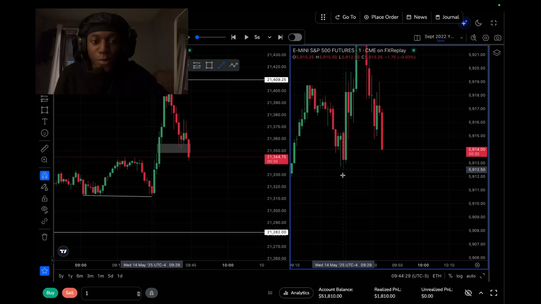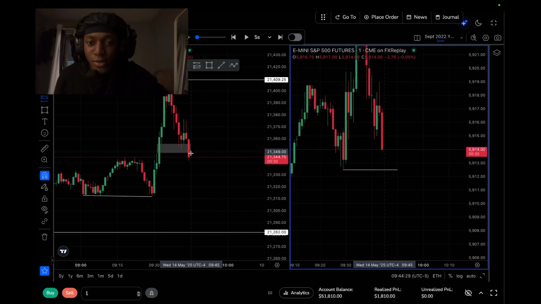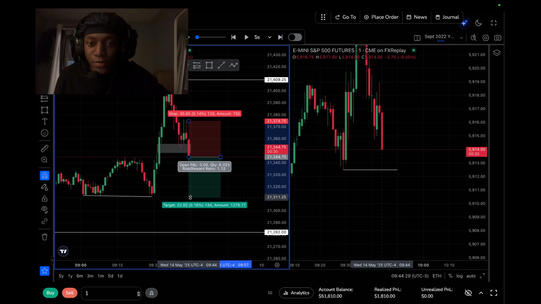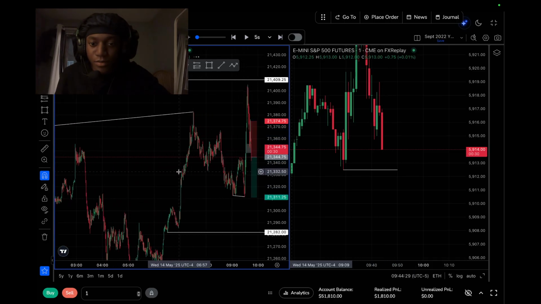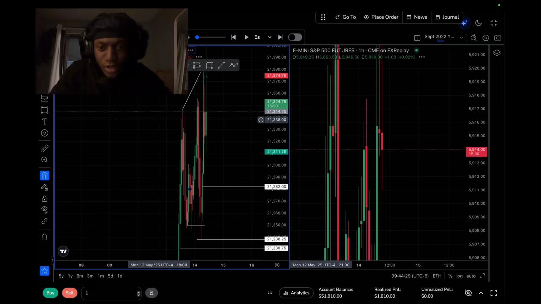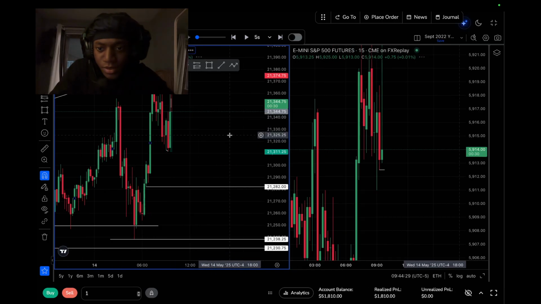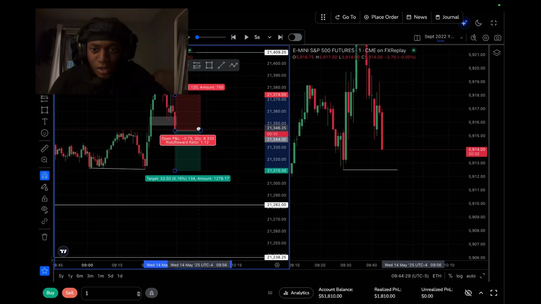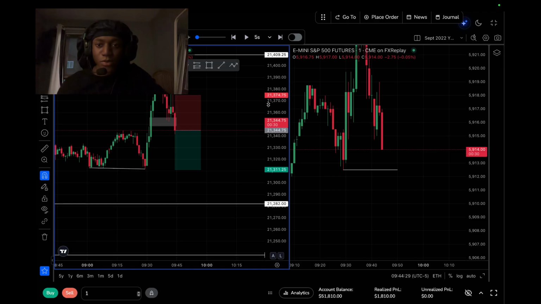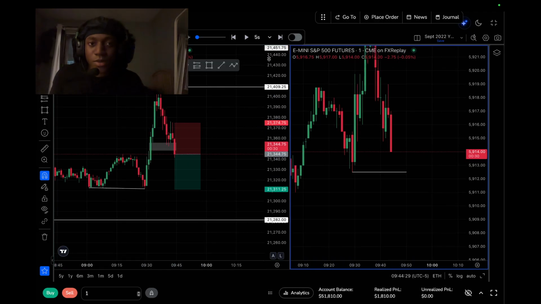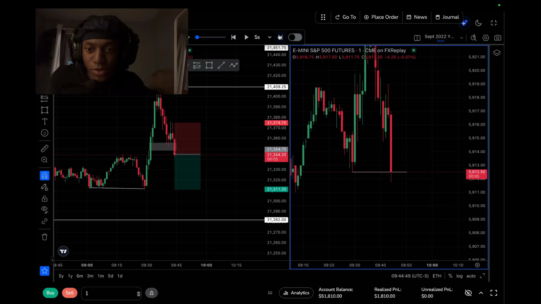See, I have one of two options. I could either just take a short here and go break even once ES takes out this draw. Wait, what was that other thing I marked? The only gap, 15? Oh yeah. Or I could wait for ES to take that draw, and then I look to take a trade, which I will do. It's better safe than sorry.